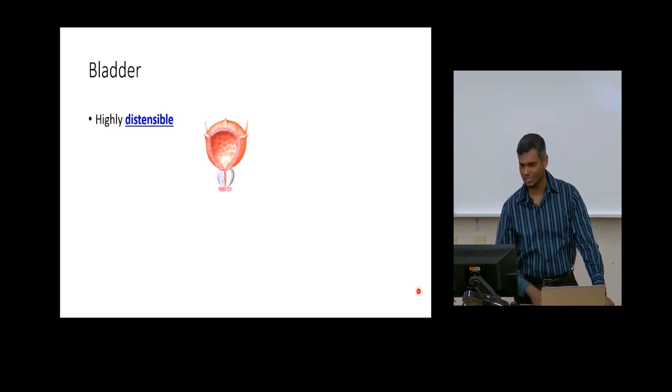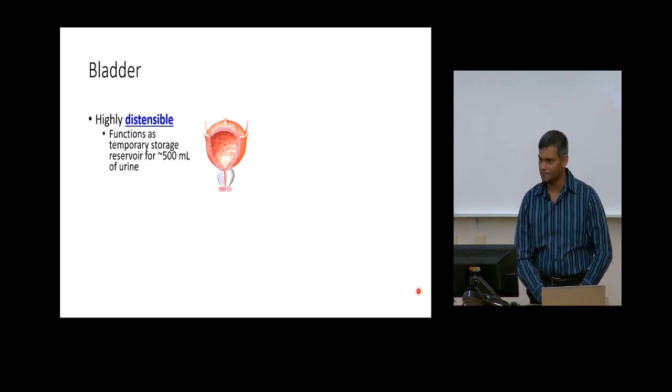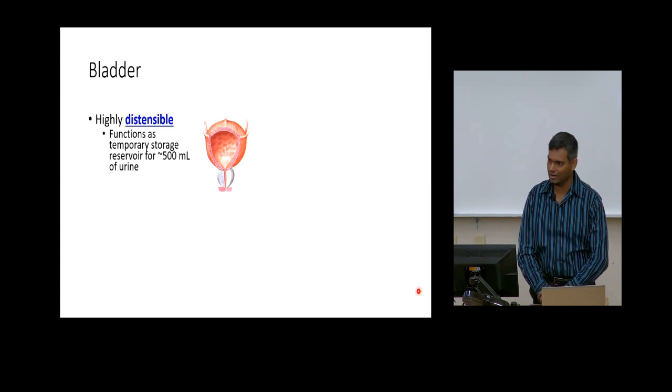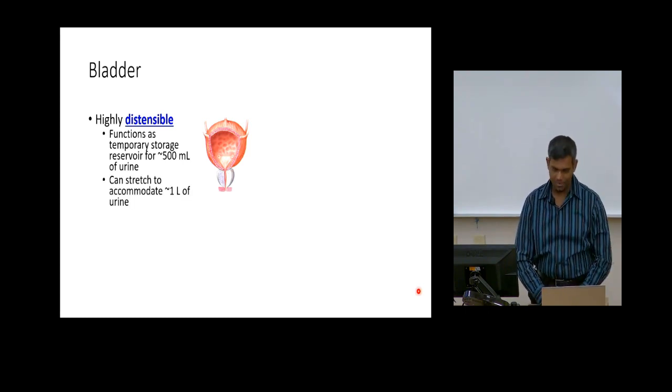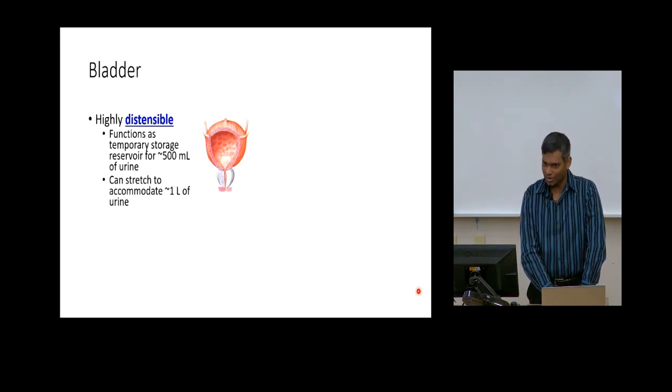Same thing, transitional epithelium, right? So because it's highly distensible, it can typically store around half a liter of urine. But if you're put in a situation, it can accommodate up to a whole liter of urine.